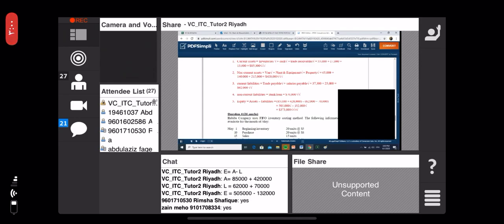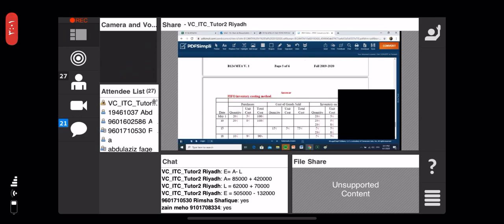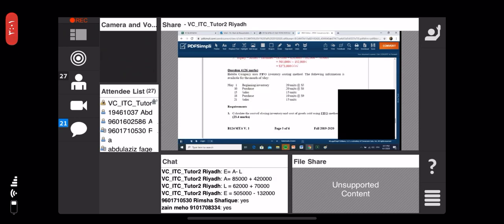After that, we will go to the last question. In the last question, he asks you to find the cost of goods sold and the cost of ending inventory, and you will go through the FIFO method. You will go by the FIFO method.